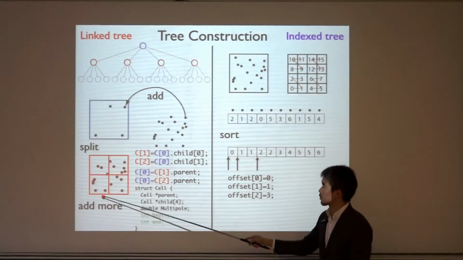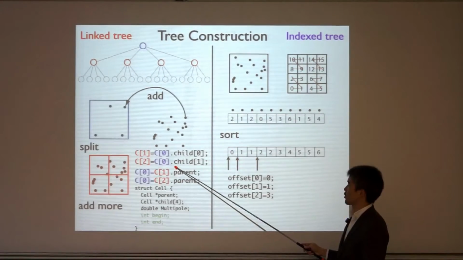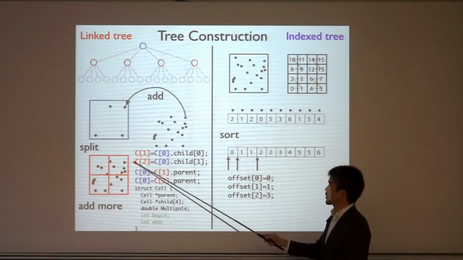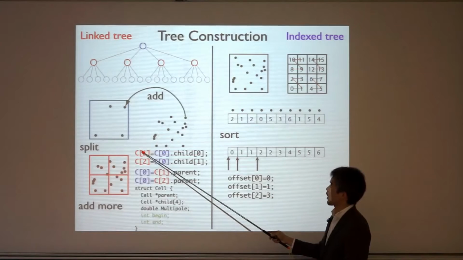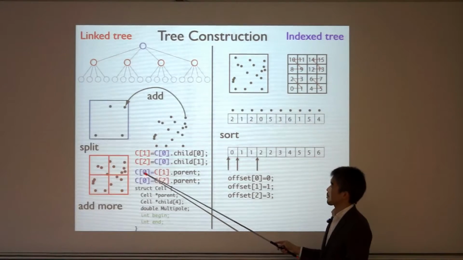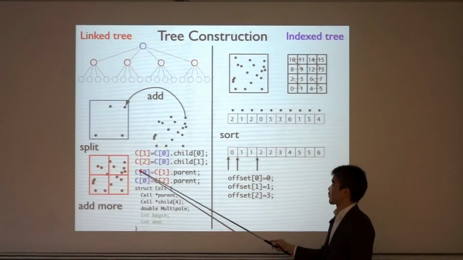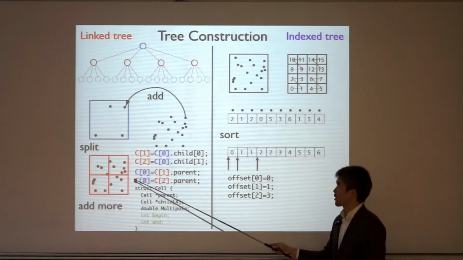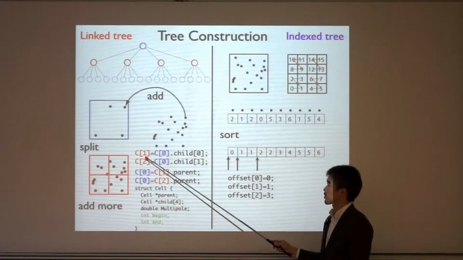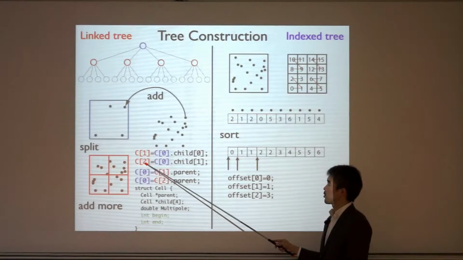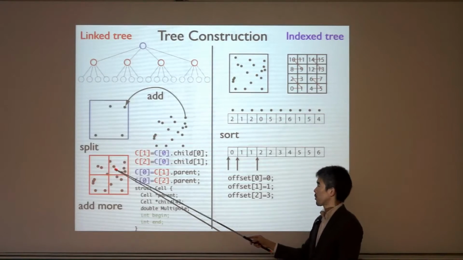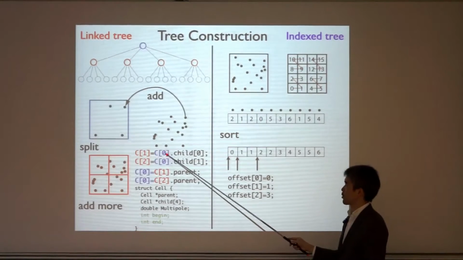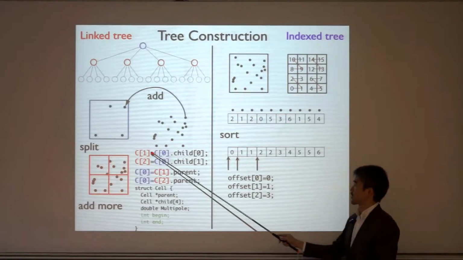And when you split, you do the following operation to get your pointers pointing to your child and parent. So this is the parent. These are the children. So say that the parent is called C0, cell 0. Cell number 0 is the big box, blue box here. And the children are the red boxes here. So cell number 1 and 2, let's say, are these child boxes. And so the child number 0 of the blue cell number 0 is cell number 1.